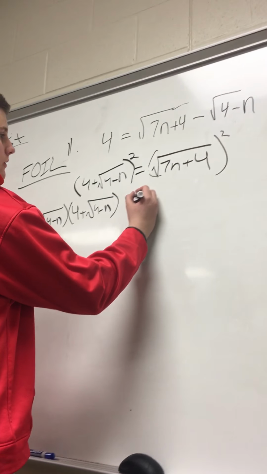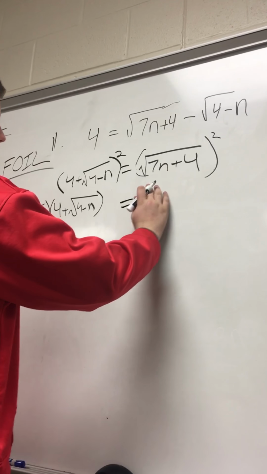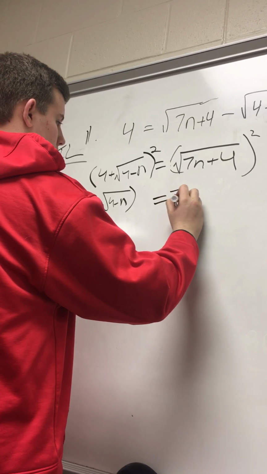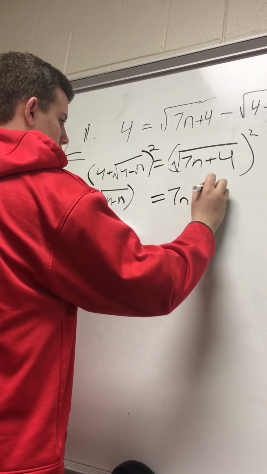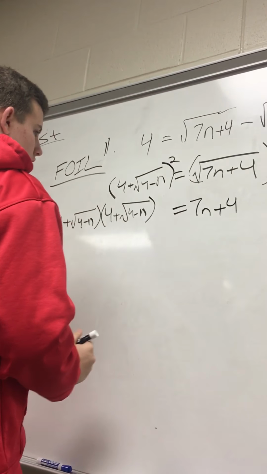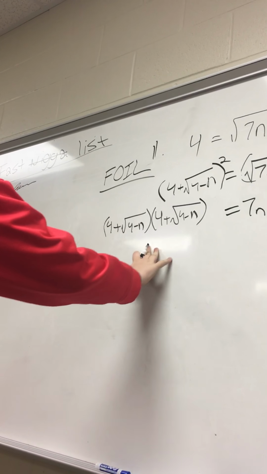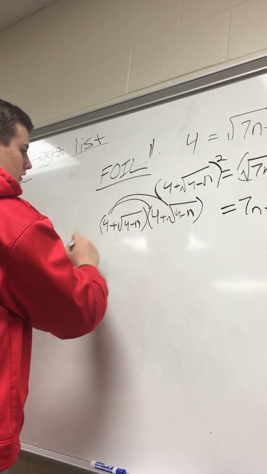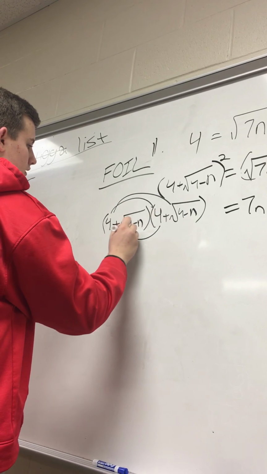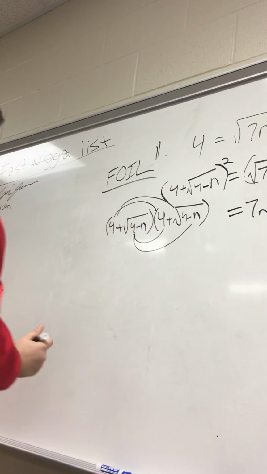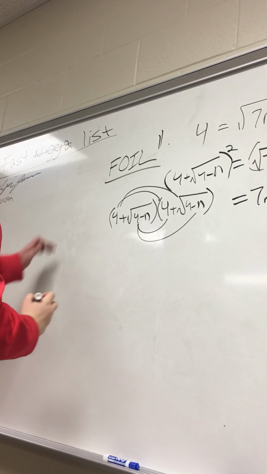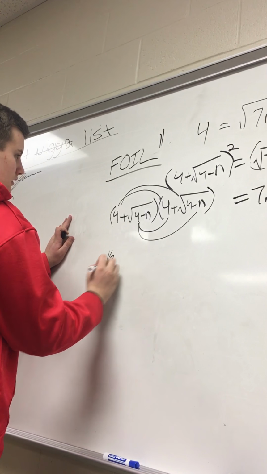Alright, so now I'm going to cancel the square root out with the square. So it's going to go down to 7n plus 4. Alright, now I got a FOIL. So I'm going to do first, outer, inner, last. So the first is 4 times 4, so that would just be 16.